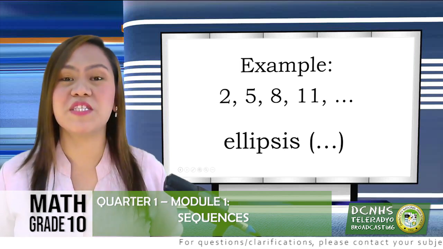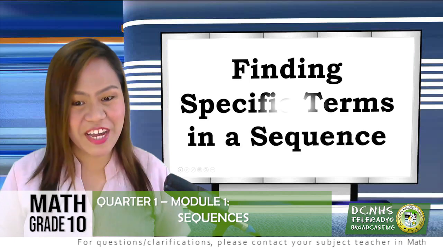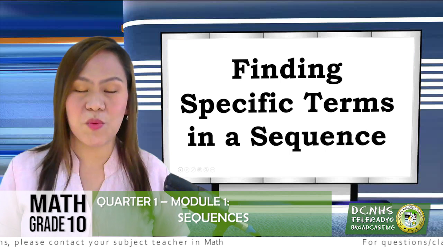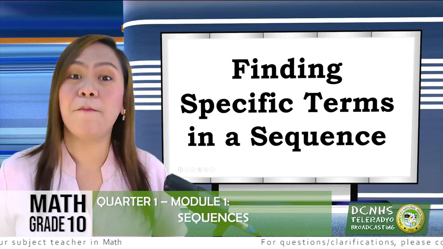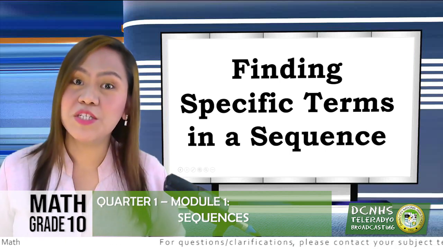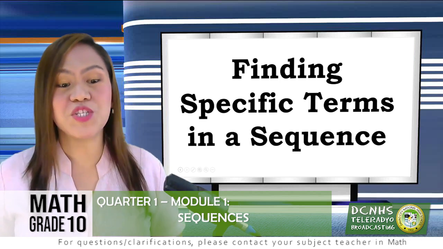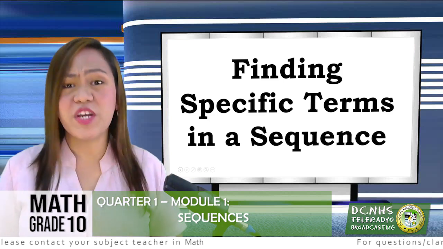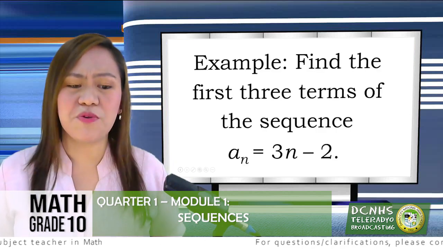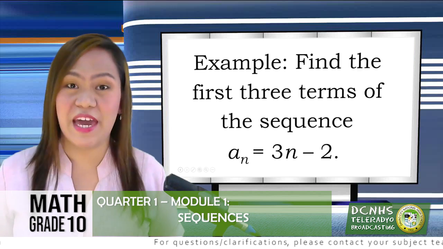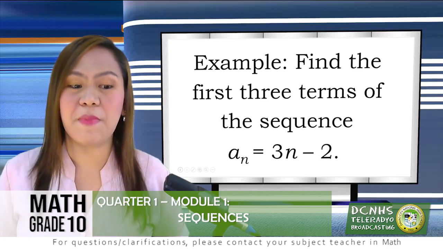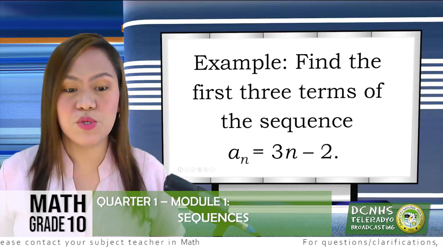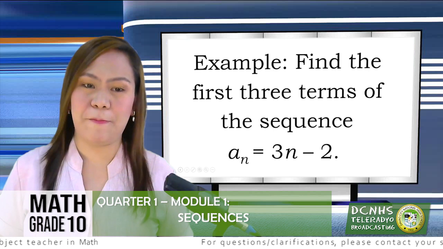Finding specific terms in a sequence. In finding specific terms in a sequence, simply evaluate the sequence by substituting each positive integer 1, 2, 3, 4, and so on, depending on the term position being asked. For instance, to find the first 3 terms of the sequence a sub n is equal to 3n minus 2, we substitute n is equal to 1, 2, and 3 to the given formula.